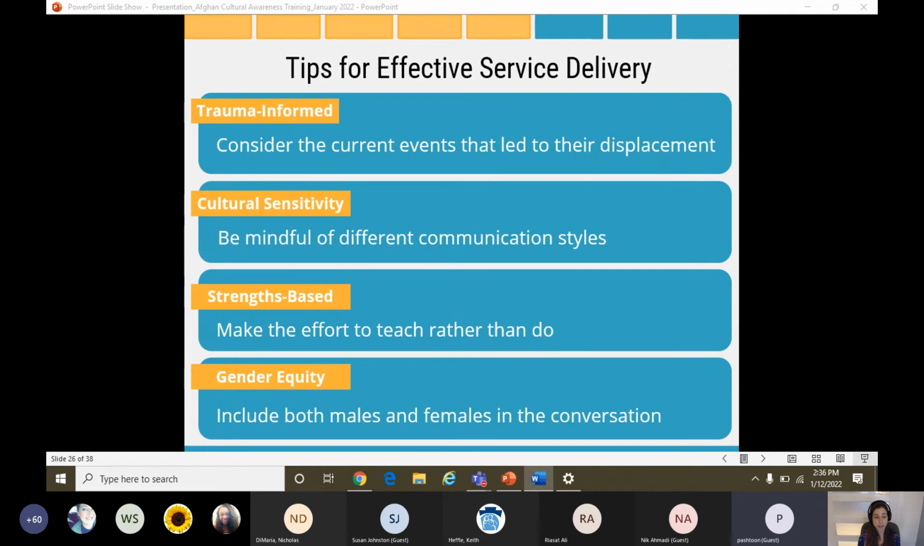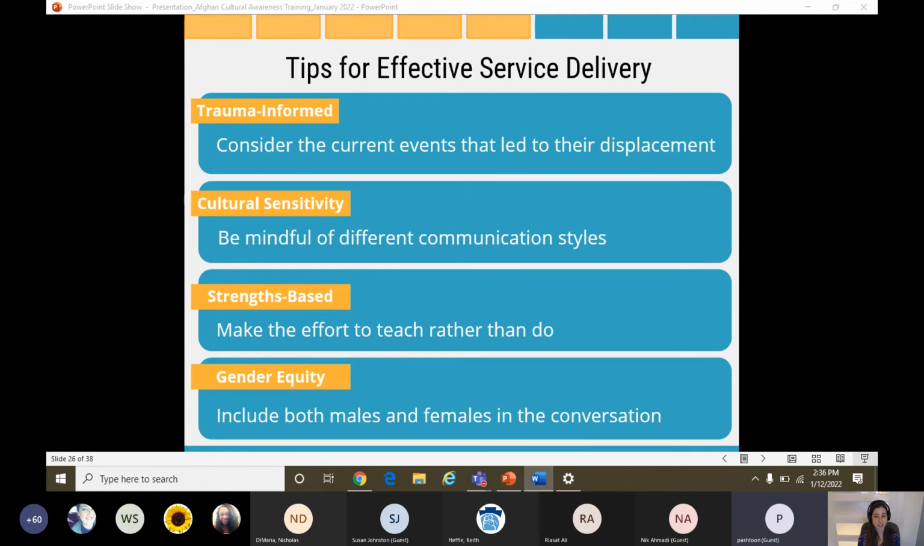Third, take a strengths-based approach. Make the effort to teach rather than do. It's easier for us to do something ourselves, especially when we feel rushed. So instead, make the effort to show newcomers how to accomplish certain tasks on their own. For example, show newcomers from Afghanistan how to fill out the change of income form. The amount of paperwork that newcomers receive during their first months is so overwhelming. This will provide them the confidence that's needed to fill out and send these forms to you when they start working or have any other changes of address.